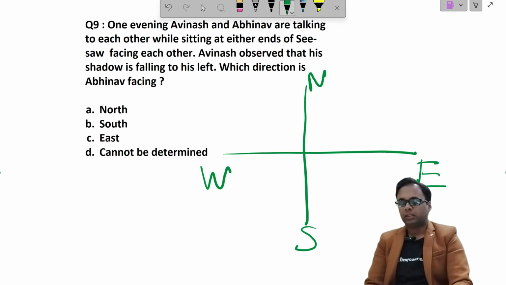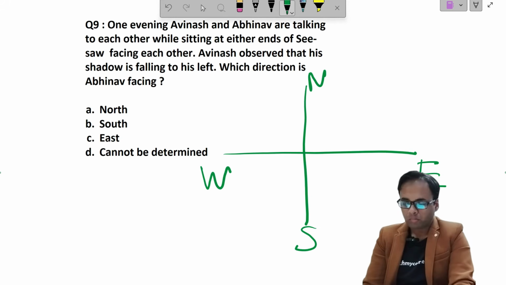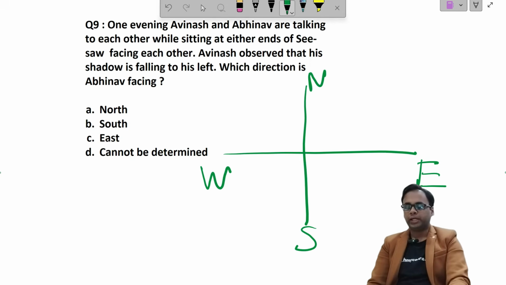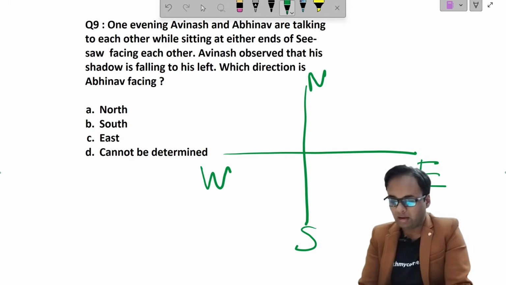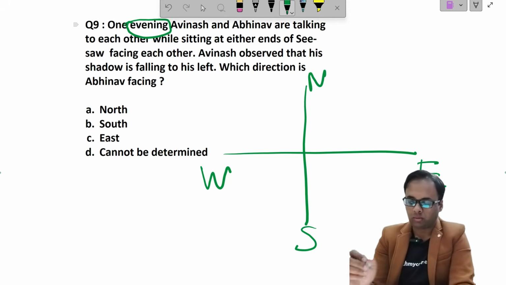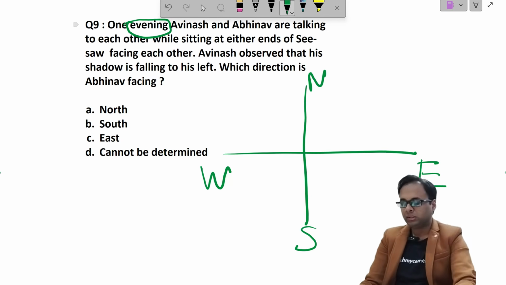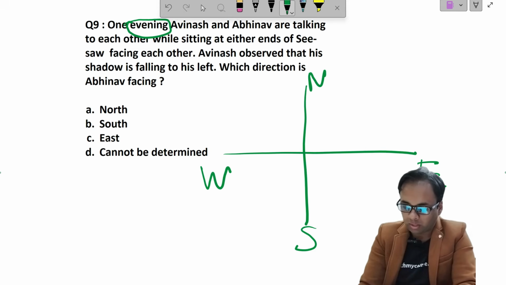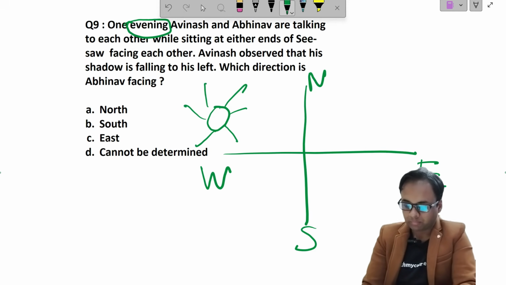Okay. So they are sitting at the opposite ends of the seesaw and they are facing each other. So Avinash observed that his shadow is falling to his left. And please note that it is evening. The sun rises in the east while it sets in the west. So the sun should be somewhere around here in the west. Okay, this is the sun.